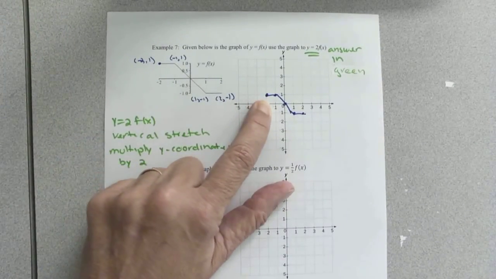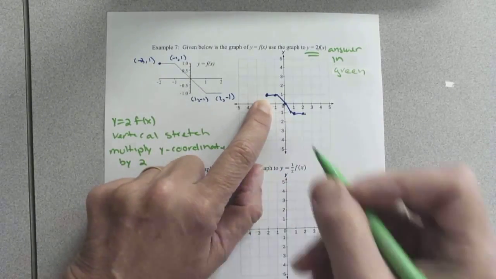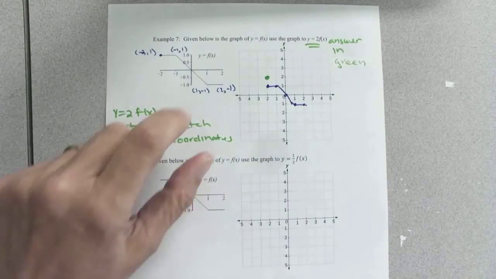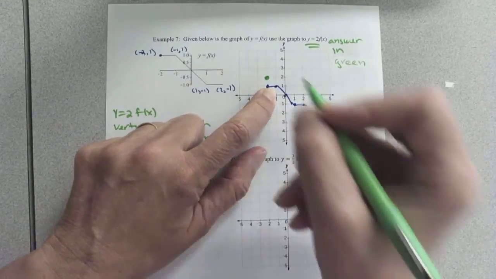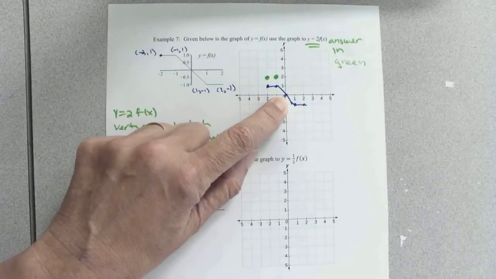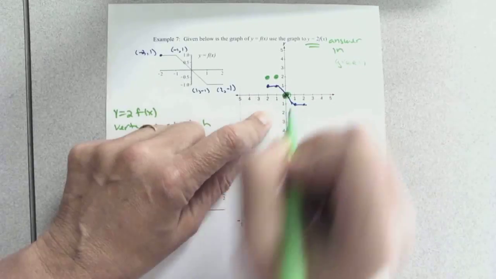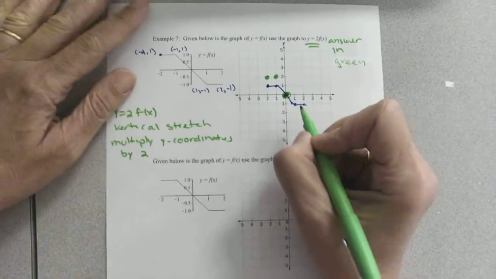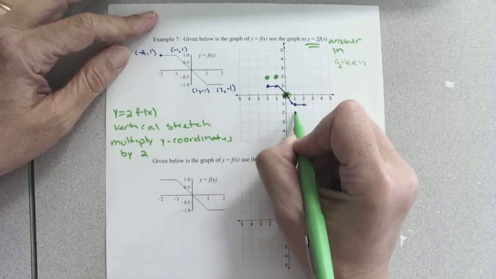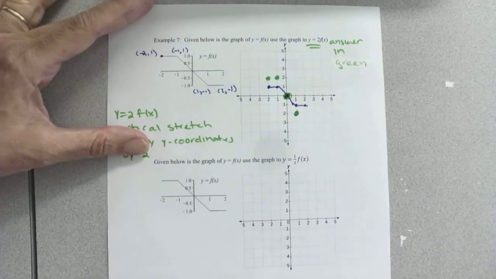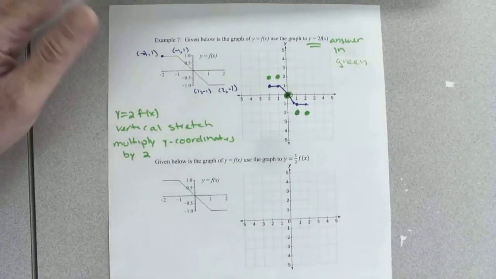Okay, so this first guy, we're just changing the y. The y coordinate currently is 1. Multiply it by 2, it's going to go to 2. Next guy, y coordinate is currently 1. Multiply it by 2, I'm going to get 2. This guy, y coordinate is 0. Multiply it by 2. Still 0. And I'll make it big so we can see it. Y coordinate -1, multiply by 2, -2. Y coordinate -1, multiply by 2, -2.